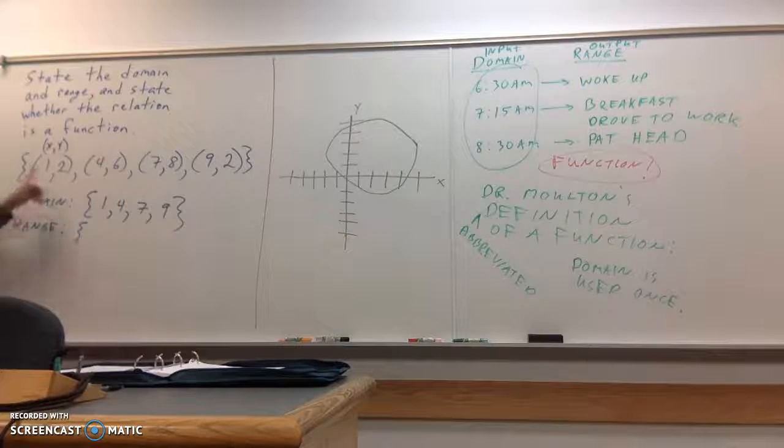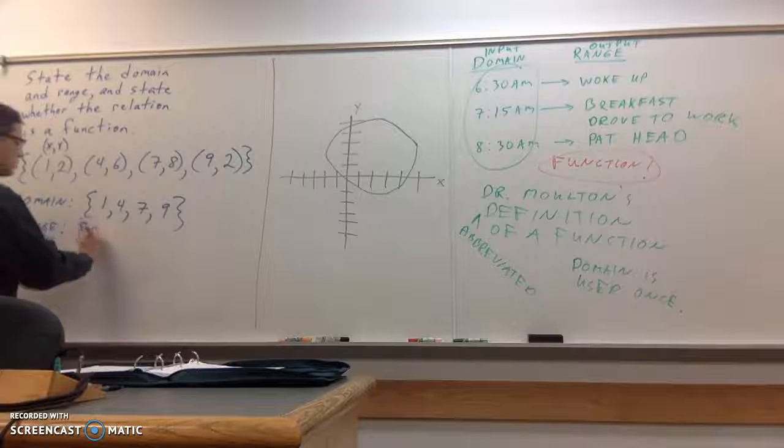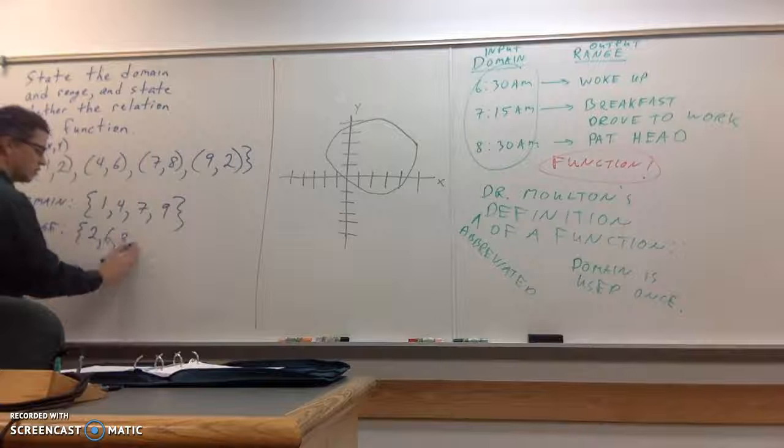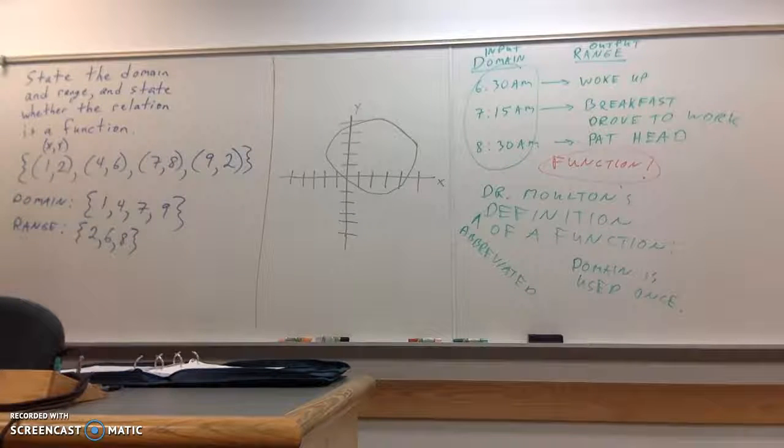As for the range, I think you can get this one. It's going to be all the y values. So the 2, the 6, the 8, and then I got 2 again. So really, I don't need to write it twice. As long as I've got it represented, I've got it. So there's my range.